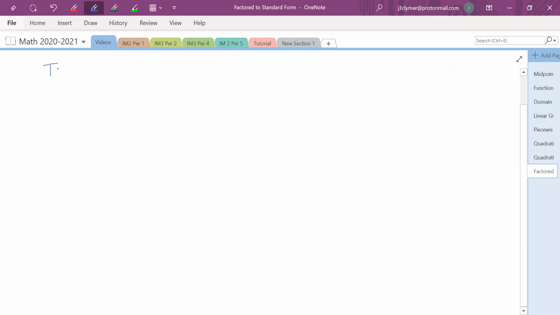So the topic: converting from factored form to standard form. Converting from factored form to standard form.